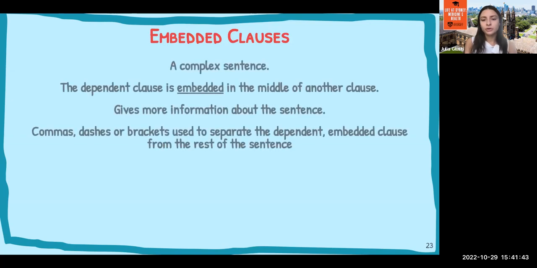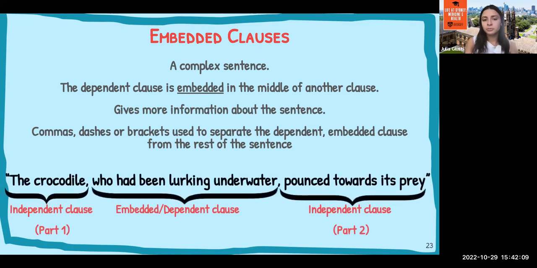An embedded clause involves a complex sentence where the dependent clause is embedded in the middle of another independent clause to give more information about the sentence. This dependent clause relies on the independent clause and doesn't make sense in isolation. Embedded dependent clauses are separated from the main sentence with punctuation on either side of the clause. So this could be commas, dashes, or brackets. For example, the crocodile, who had been lurking underwater, pounced towards its prey. The embedded clause, who had been lurking underwater, gives more information about the independent clause of the sentence.